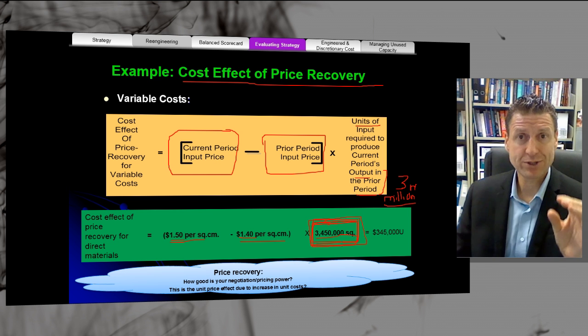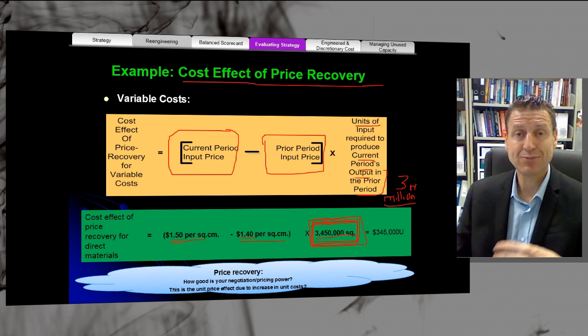Now, that's when we produce 1 million units. But now the units of input required to produce the current period's output, assuming we have the productivity remain the same. In the prior period, we used 3 million to produce 1 million. This period, we're using 3 million direct materials input to produce 1.15 million. So therefore, we need to multiply that 3 million by 1.15 divided by 1 million. And that's how we get the 3.45 million square centimeters.